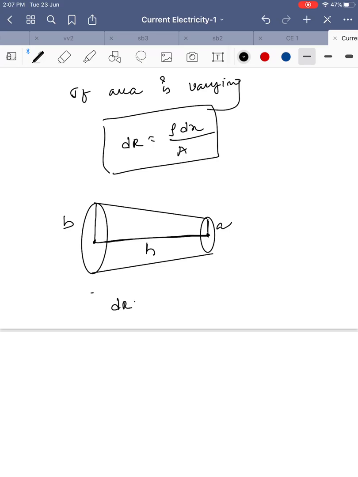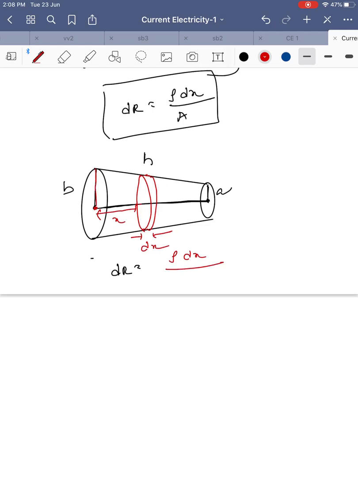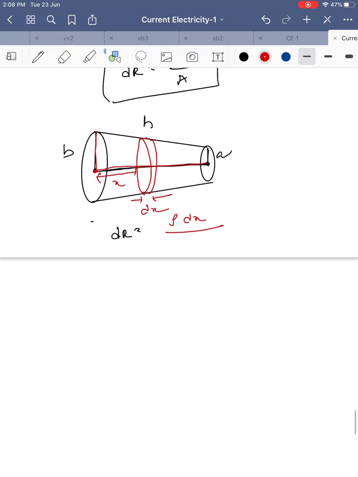So for that we need to know dR. x is the distance from the origin. At a distance x there will be an area, right? There will be a small width dx. I'm drawing in two dimensions. So this is dx, rho into dx upon A, and we need to get the area here. How to get the area? This is like the slope of an equation. If you draw a y versus x graph, it is coming like that.